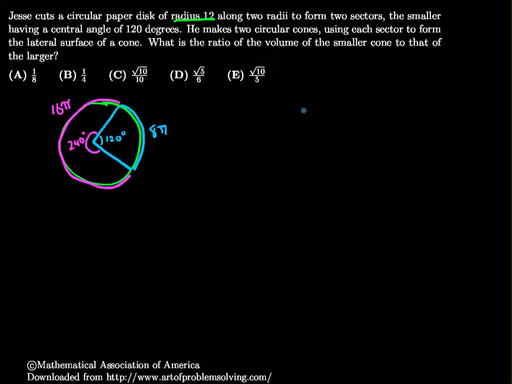So I'll deal with the ratio of the smaller cone to the larger. So let me do the smaller cone first. We have this one cone with a circumference around the base that is, so let's say circumference is equal to 8 pi. And a slant height here that's going to be 12.